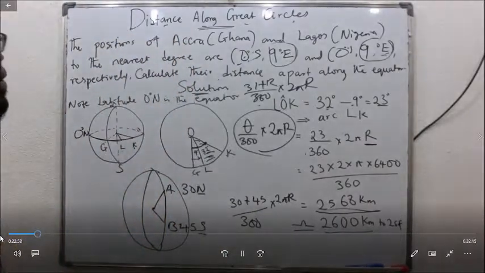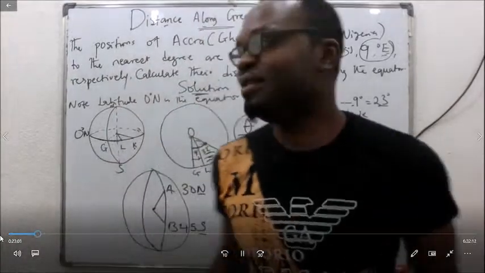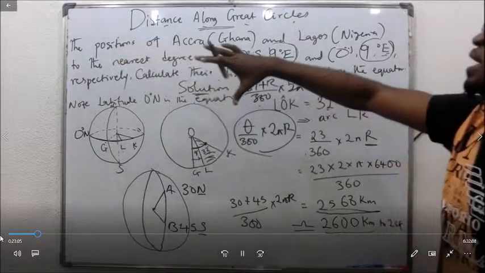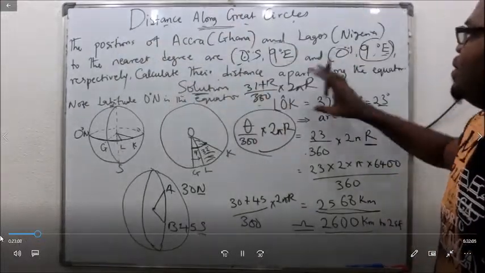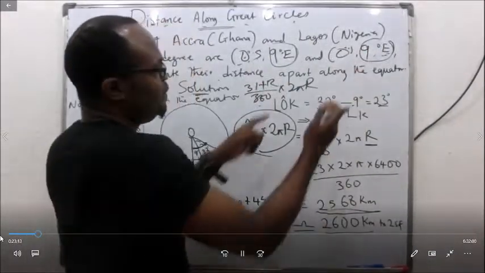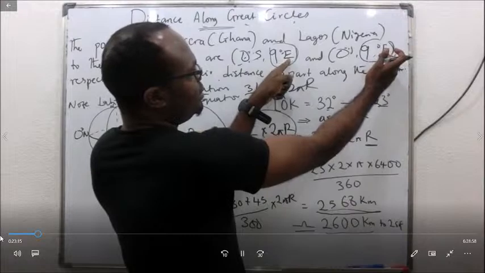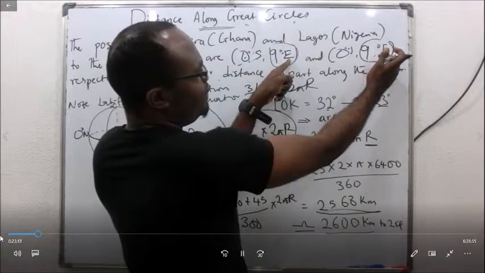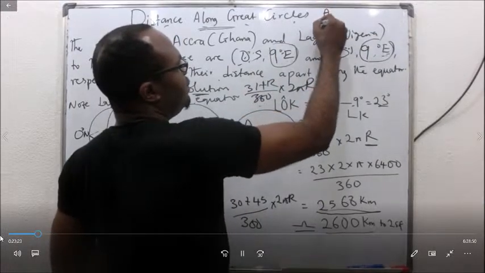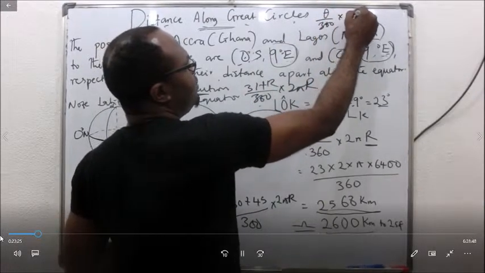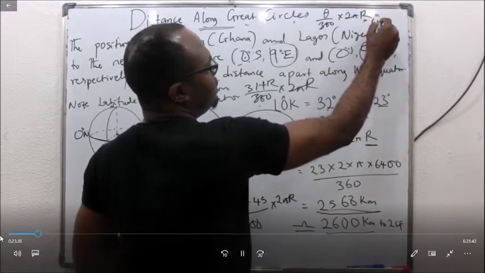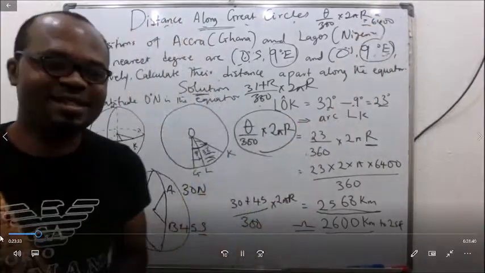So very, very important. What you're going to go home with in today's lecture is that once you're given a problem on distances along great circles, just get to know the difference in the angle. Check the angle where you have the difference. If they are in the same direction, you subtract. If they are in different directions, you add. So any difference in the angle all over 360 times 2 pi r gives you the distance, where r here is equal to 6,400. So that is how we go about this.